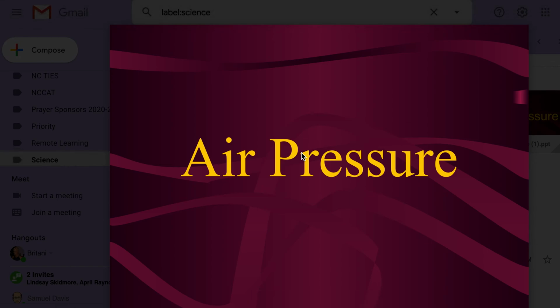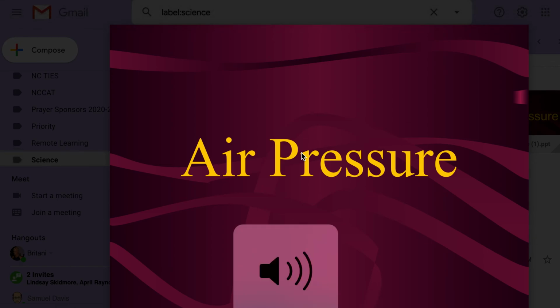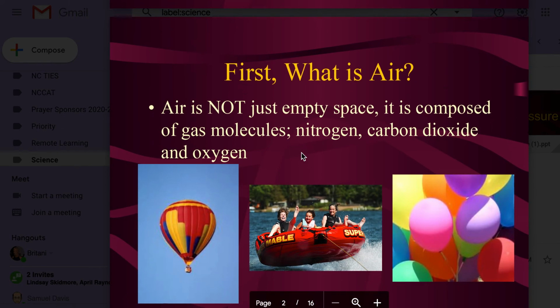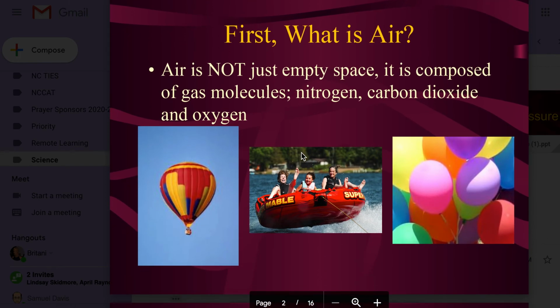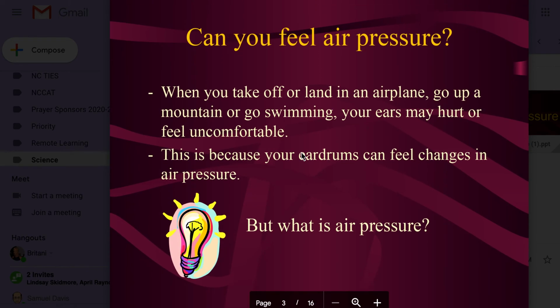Okay, today we're going to talk about air pressure. So first, what is air? Air is not just an empty space. There are lots of things in our air, different kinds of molecules: nitrogen, carbon dioxide, oxygen. It's not just nothing. There are a lot of things in our air.